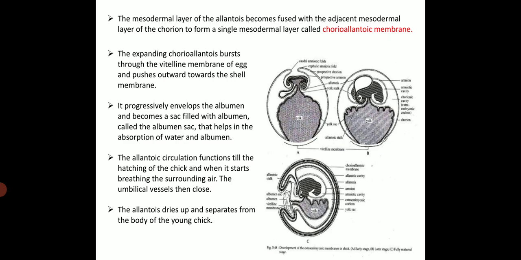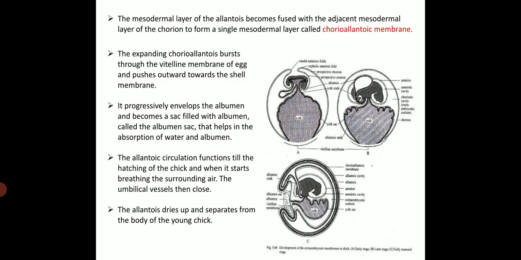The allantoic circulation will function till the hatching of the chick, when it starts breathing the surrounding air. The umbilical vessels then get closed. The allantois dries up and separates from the body of the chick.